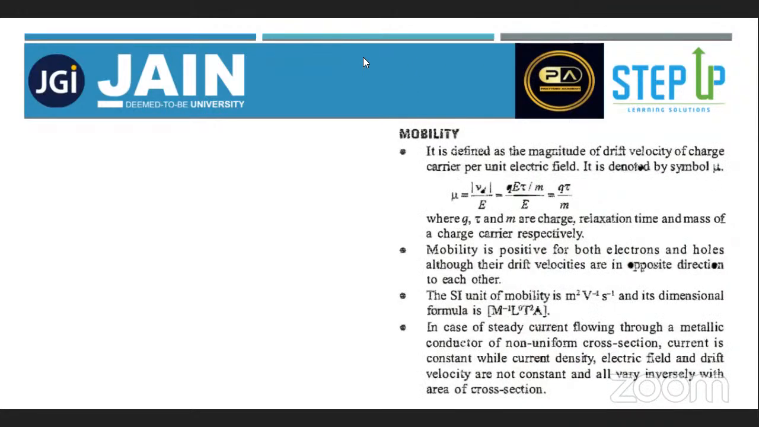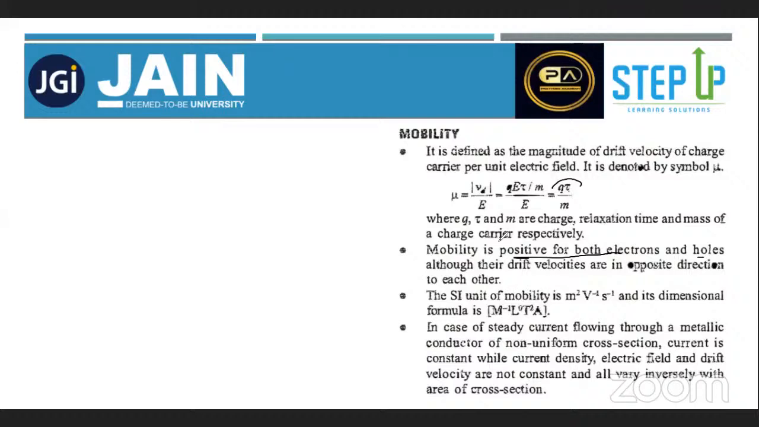Now the next term is mobility. Mobility is basically the movement of electrons, how easily they can move. It is defined as Vd upon E. If you substitute the Vd formula, you get q E tau by m E. After cancelling, you get q tau by m. Mobility is positive for both electrons and holes. It is not a negative value. The unit you can calculate as velocity divided by electric field.